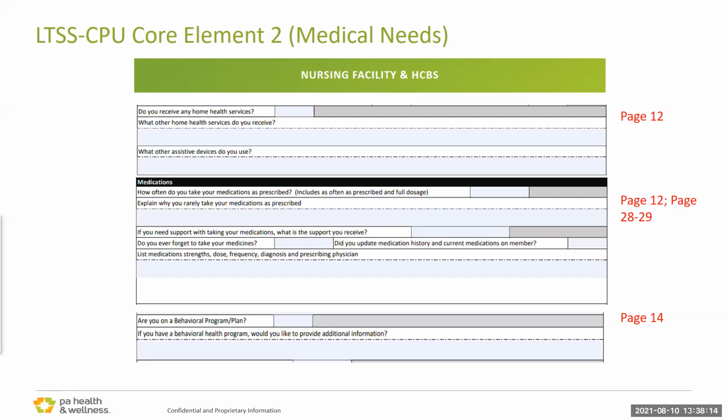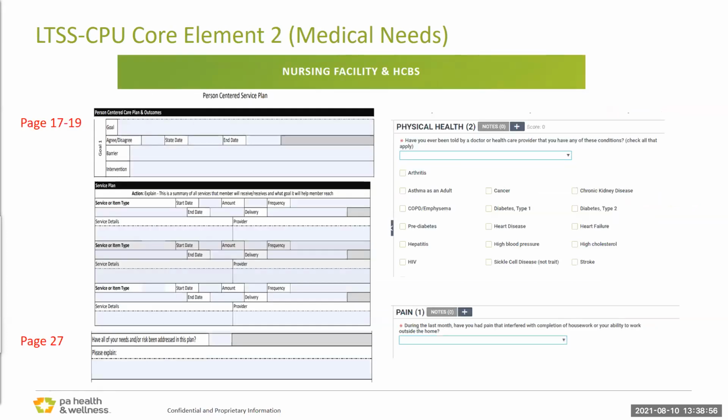Here, you'll see there are areas on the PCSP for you to document those things. First one is on page 12. It'll ask you, do you receive any home health services? What other home health services do you receive? And what assistive devices are you using? And then even more, on page 28 through 29, how often do you take your medications as prescribed? If you rarely take them as prescribed, explain why, so on and so forth. And then on page 14, it'll ask you about a behavioral program or plan. And if you're on one, you'll be able to provide additional information in that field for the free text. All right, we can go to the next one.